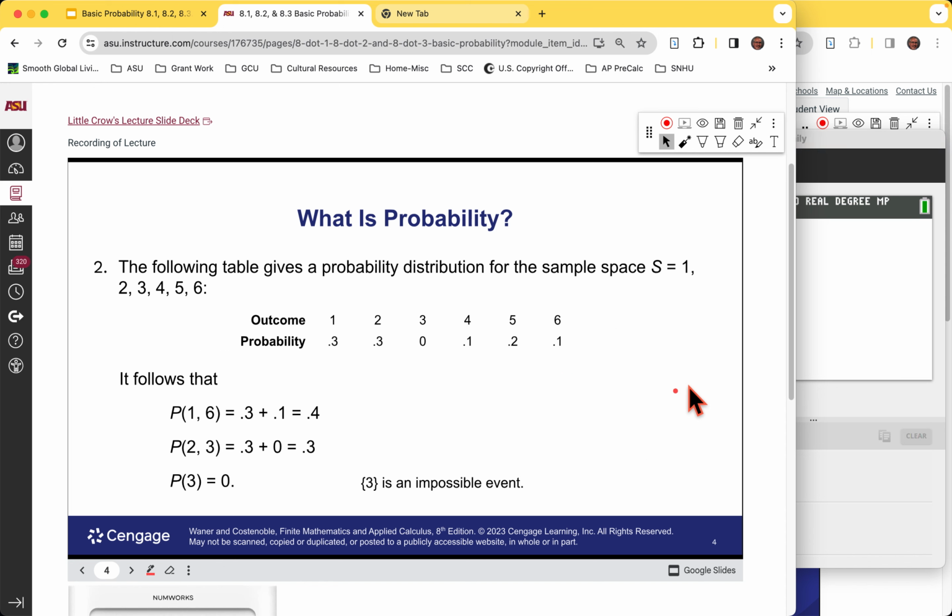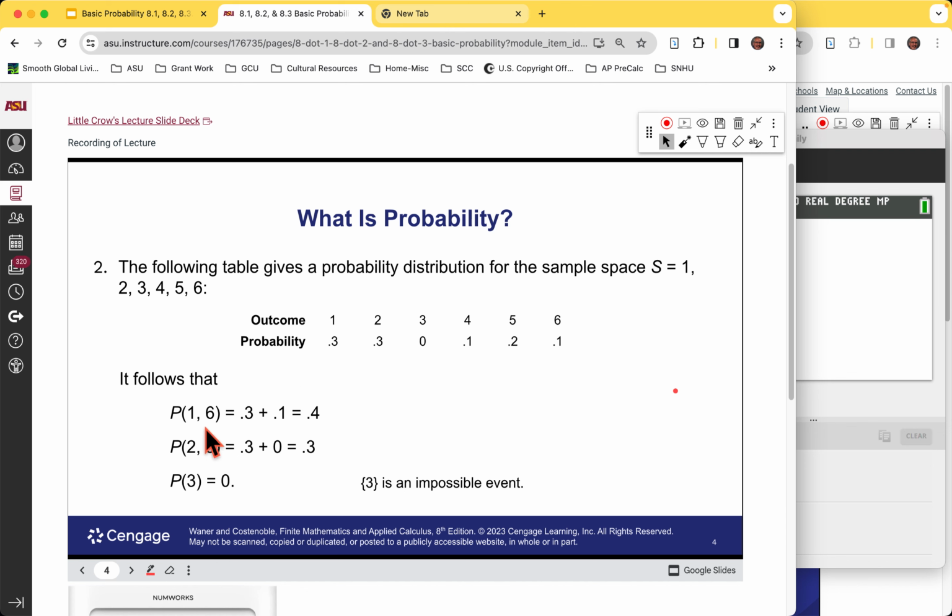So here's an example. This is not necessarily a dice, but there's something where we can get the numbers 1 through 6, and they're giving us what's called a sample space. The outcome of getting a 1 has a 30% chance, 2 is a 30% chance, getting a 3 is a 0% chance. So it's impossible to get a 3. Maybe somebody ate it or something, who knows. 4 has a 10% chance, 5 and so forth.